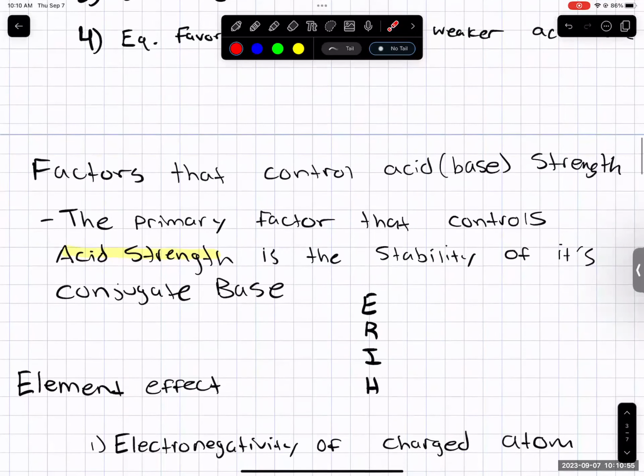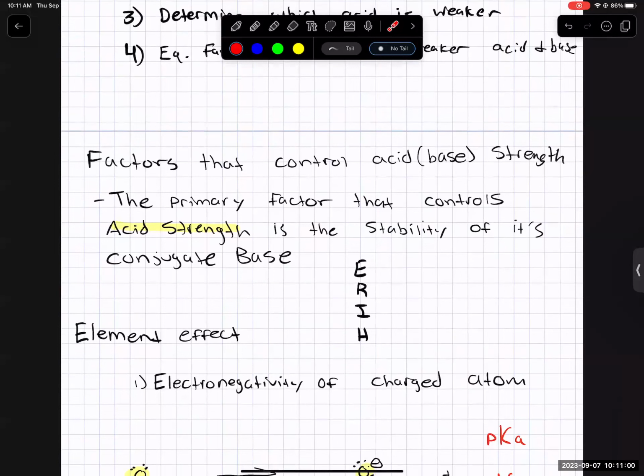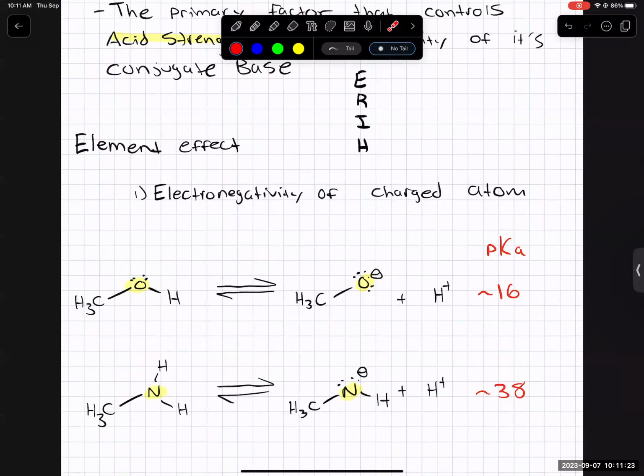Okay. And we went over the methods to determine acid strength, or to determine the stability of its conjugate base, which will tell us how strong the acid is, right? Because the more stable the conjugate base, that means the weaker the conjugate base, which means it came from a stronger acid, right? So we did the element effect. Basically, the atom with the negative charge that has a higher electronegativity is going to be more stable because it's able to stabilize the negative charge better.